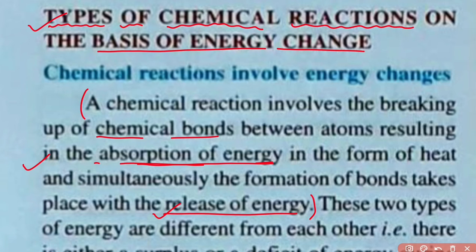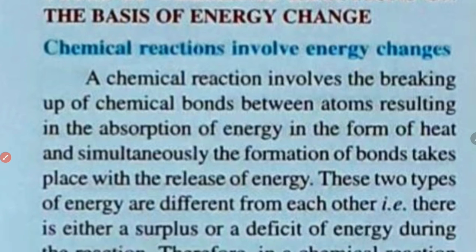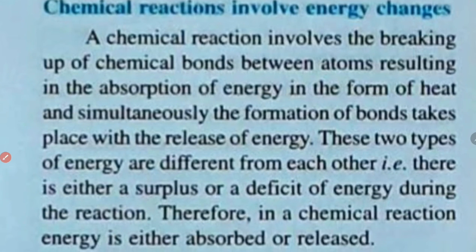Now these 2 types of energies are different from each other, that is, there is either a surplus or a deficit of energy during the reaction. So therefore in a chemical reaction energy is either absorbed or released. So it is absorbed when it takes more energy to break the bonds, and it is released when the new bonds are formed and the amount of energy released is more than that needed for breaking the bonds. Now let us go to the next paragraph.